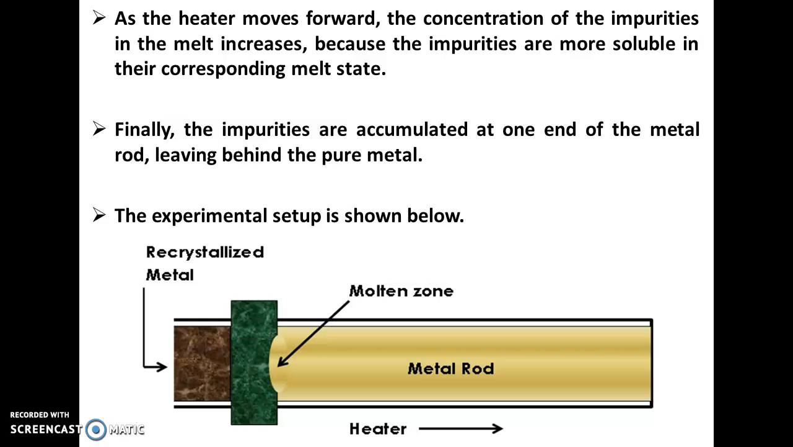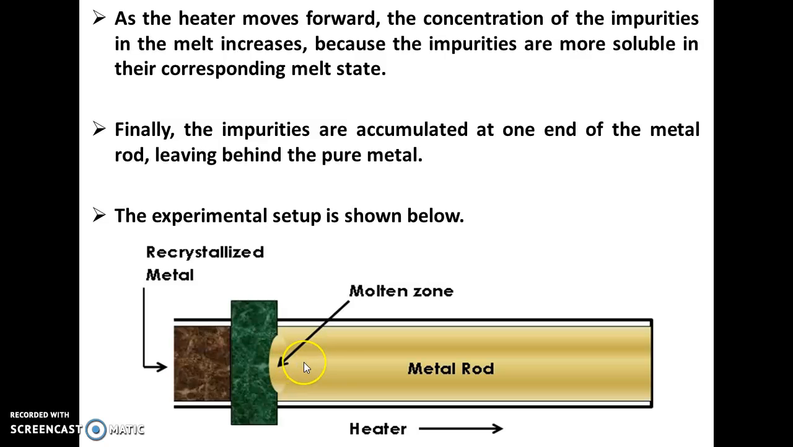The experimental setup is as shown below. Here you can see that this is the metal rod, and this is a heater. There will be a heater, and this is the circular metal, which carries the mixture of metals along with the impurities along this metal rod. You can see that at one end here there is a recrystallized metal, and the impurities will be carried through the metal rod while heating it.